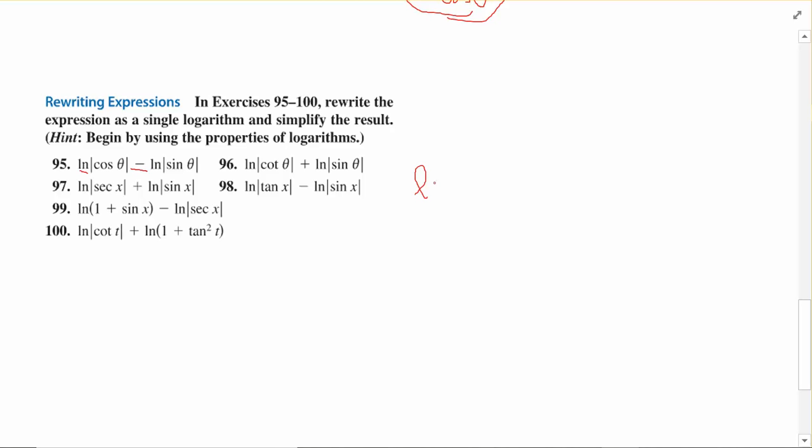There's no easy way to say it, but what they should say is that sine theta and cosine theta are positive numbers. And then that would solve that problem. But we know the rule, so this is for number 95, that if I have the log of a difference, it's the same thing as saying the log of a quotient. So I would get cosine on top of sine.